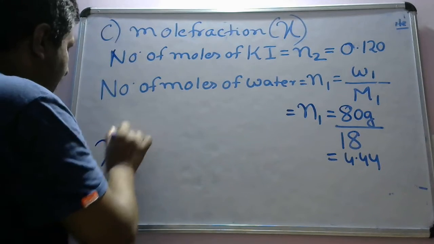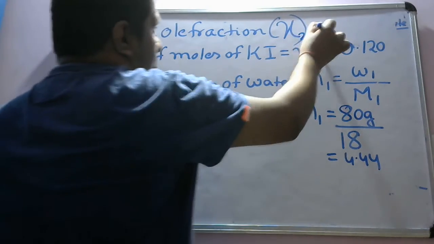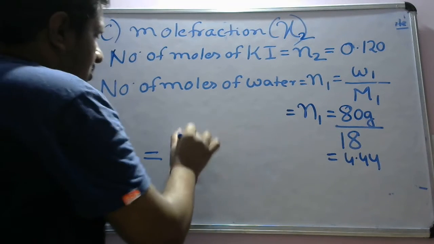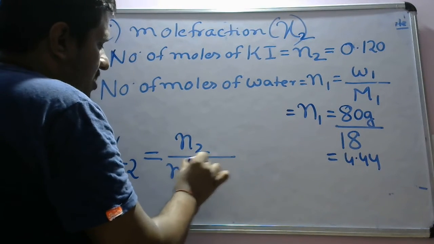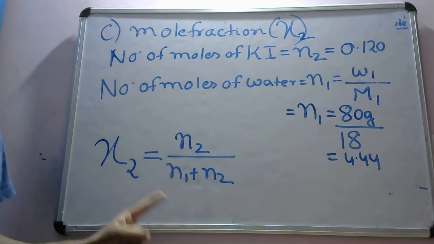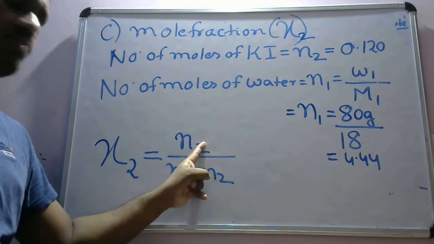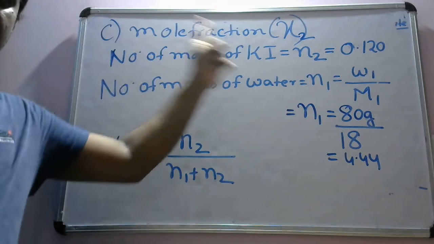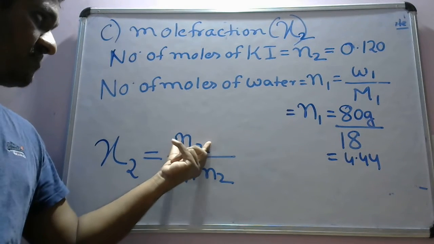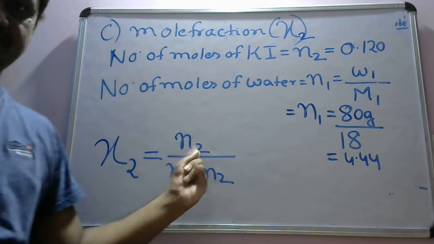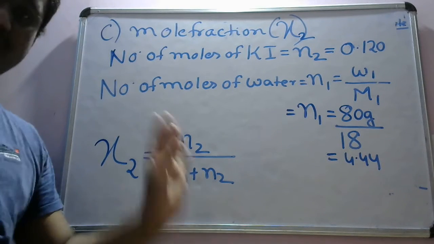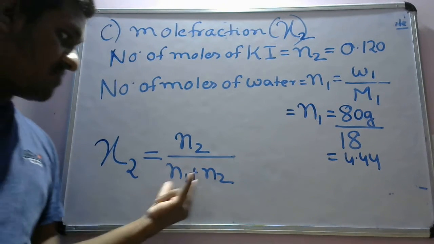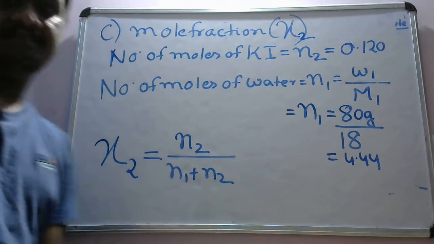Now we will calculate mole fraction. We give the symbol of mole fraction X2, that is equal to N2 by N1 plus N2. Whose mole fraction you have to calculate? Its number of moles will be in the numerator. I have to calculate mole fraction of KI, so its number of moles will be in the numerator, divided by sum of moles of all the components. Two components there, KI and water. The denominator will be sum of moles of KI and water.